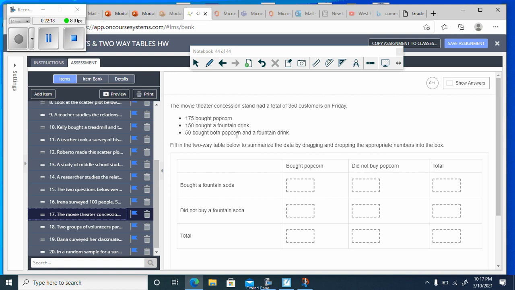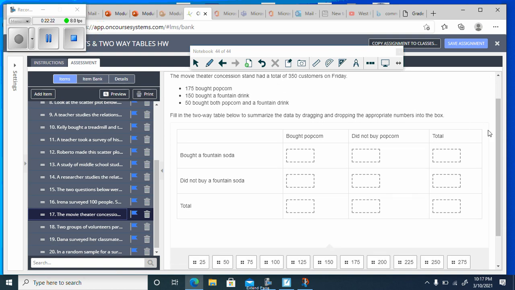The movie theater concession stand had a total of 350 customers on Friday. 175 bought popcorn, 150 bought a fountain drink, 50 bought both popcorn and a fountain drink. Fill in the two-way table below to summarize the data by dragging and dropping appropriate numbers into the box. Okay, so let's see if we can put these into the box.